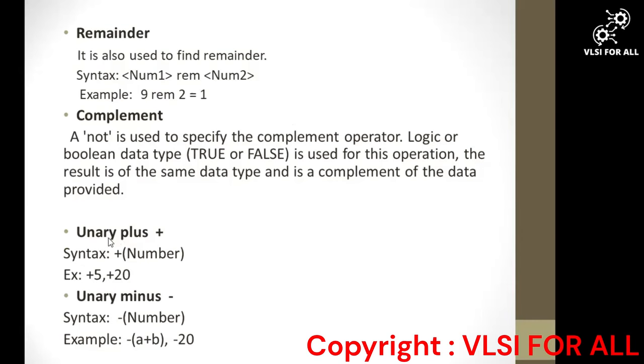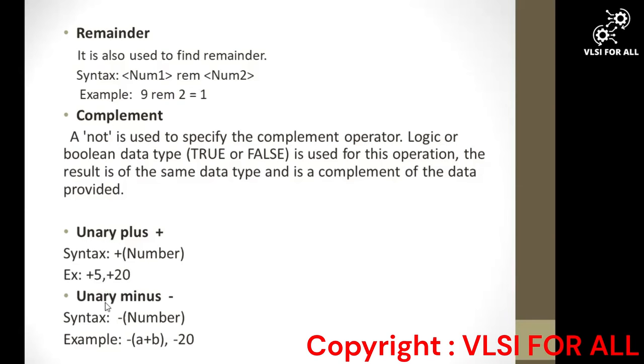The next one is unary plus, and its syntax is plus followed by a number, like we have seen many times, plus 5, plus 20. Unary means there is only one number. In binary, the plus operator is between two numbers, like 1 plus 2. That is binary plus. But in unary, it is before one number, like plus 5. It is telling that 5 is a plus quantity.